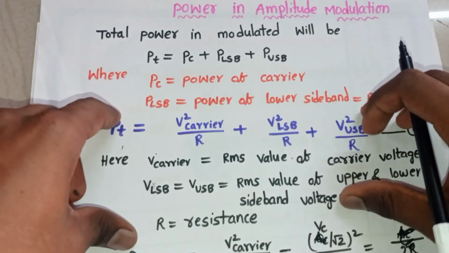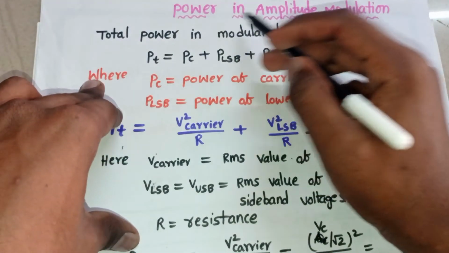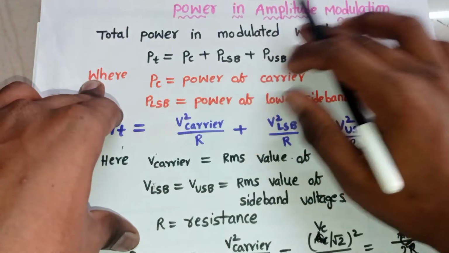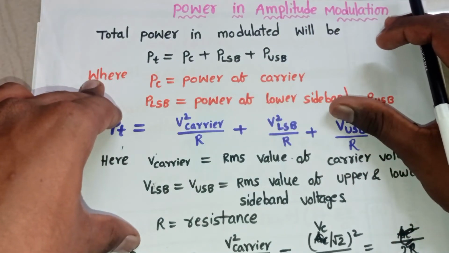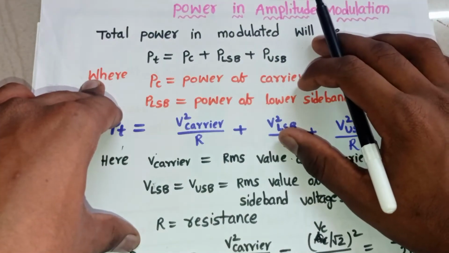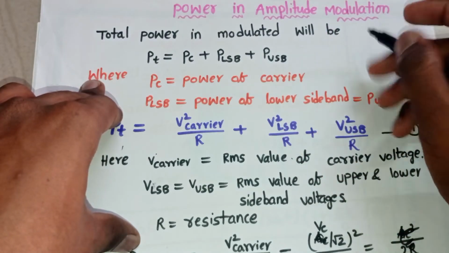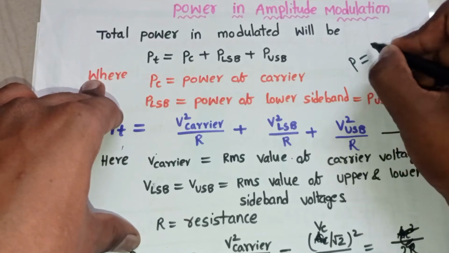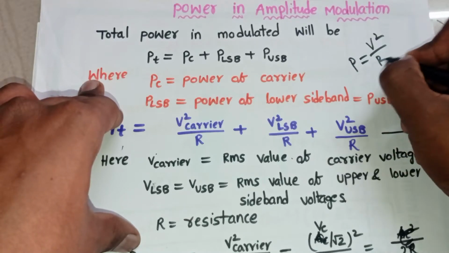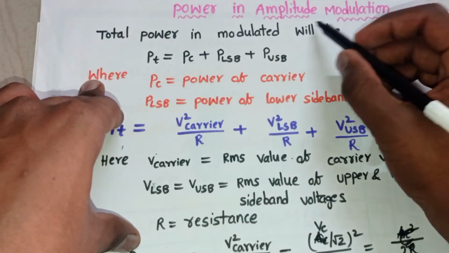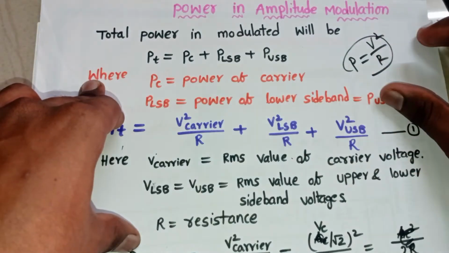Hello friends, now we'll discuss power in amplitude modulation, or the power of an amplitude modulated signal. Power is nothing but voltage squared by resistance. That's the formula for power: normally, power is equal to V square by R. Here we need to find the power of the amplitude modulated signal.